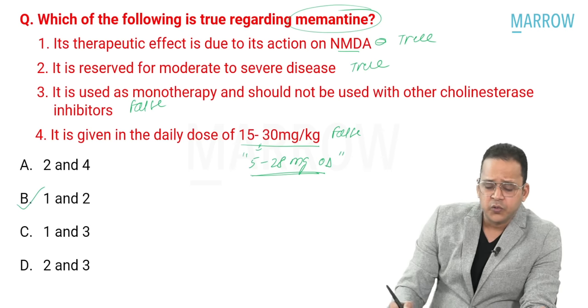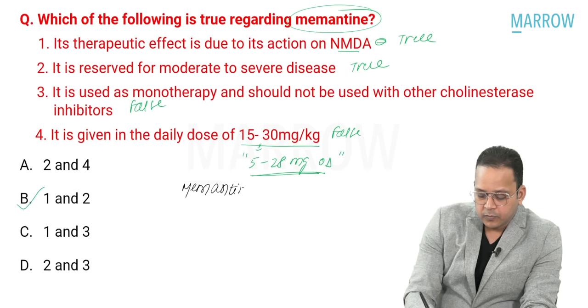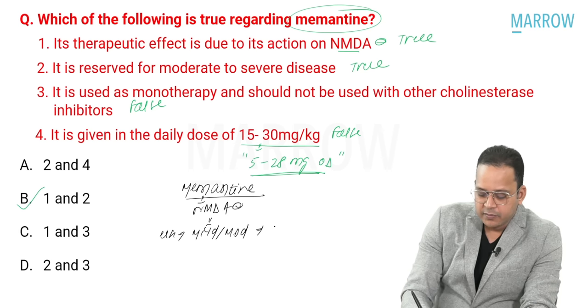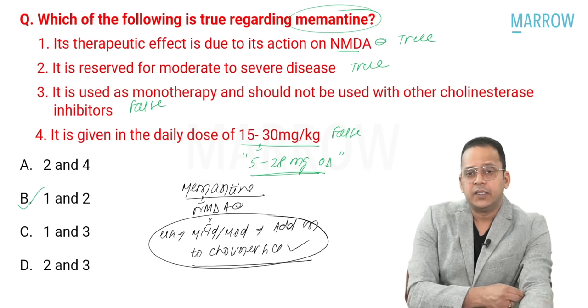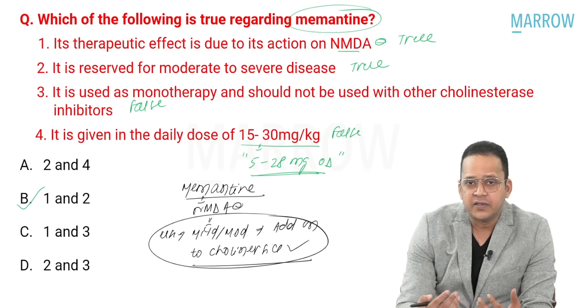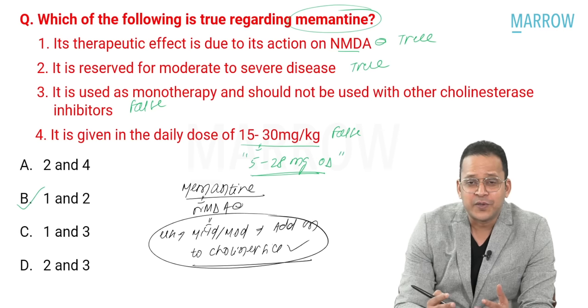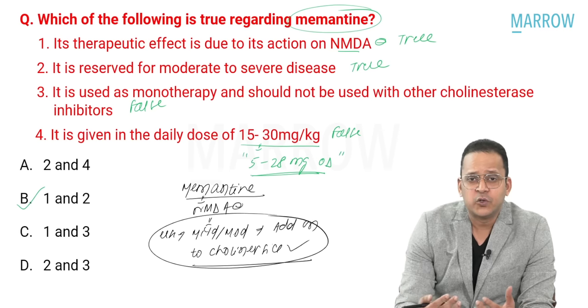Now regarding memantine, what we need to know is, simple thing is that memantine is an NMDA blocker, which is used in mild to moderate Alzheimer's as an add-on to cholinergics, as simple as that. Now, this is what I need to remember. Now, do I need to remember the dose as well? It has been asked once. No, you don't. You cannot remember doses of each and every drug for a disease. It is not possible. And that is one part where you have to understand in competitive exams, you cannot remember everything because there is so much information and there is only so much you can remember, right? So here, 1 and 2 is the right answer, guys.